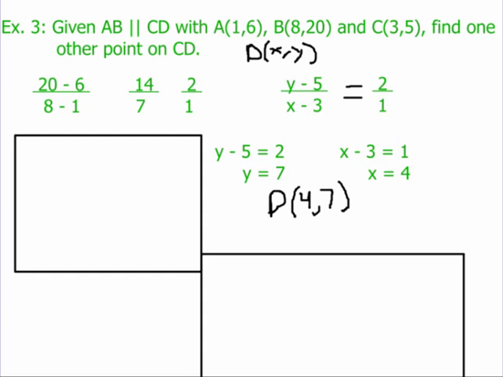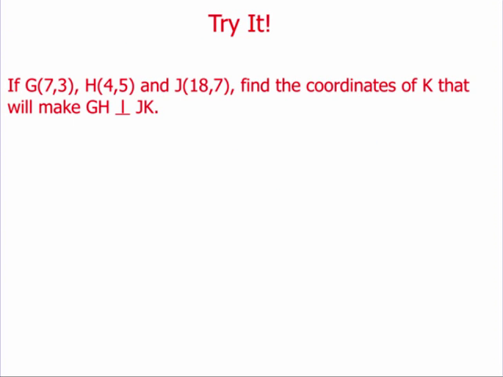So now you know everything you need to know to solve our try it problem, which says, if G is (7, 3), and H is (4, 5), and J is (18, 7), find the coordinates of K that will make GH perpendicular to JK.